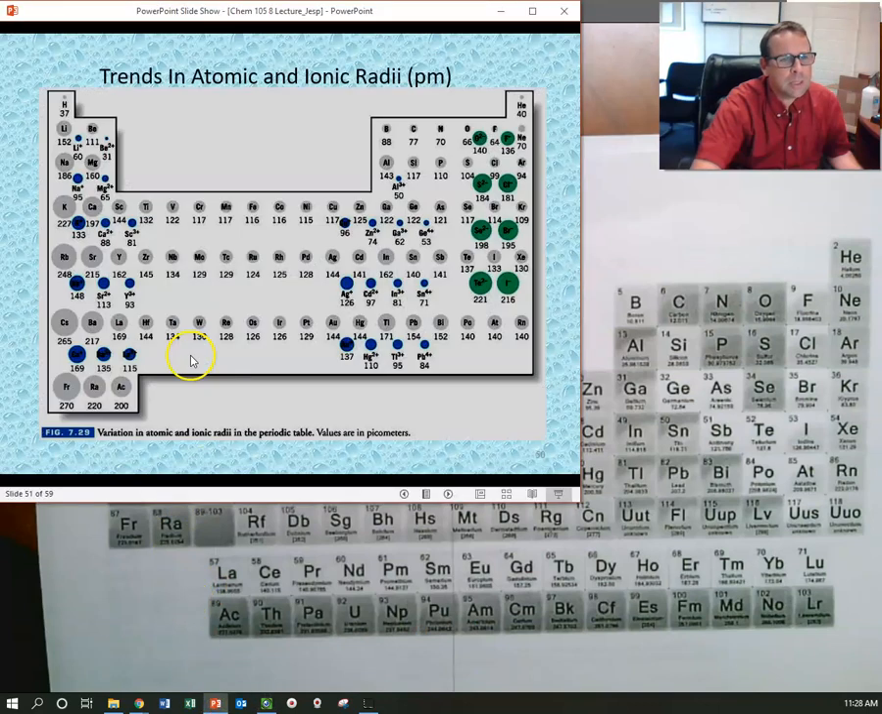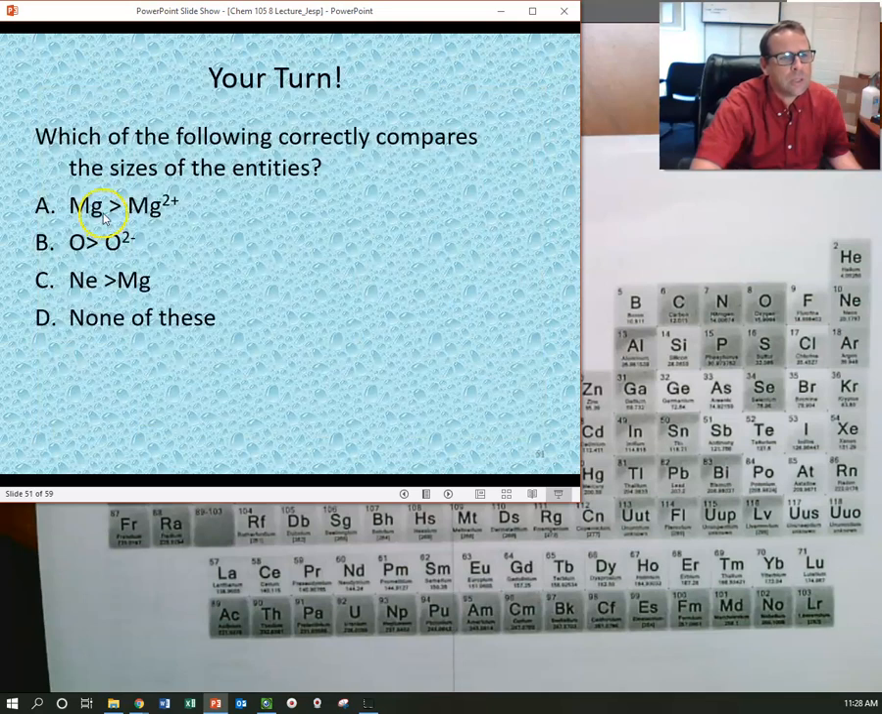I think maybe if we go back to this one here. If calcium loses electrons, so this is calcium, and this is the calcium ion, right? It lost electrons, so the calcium atom is larger than the calcium ion. True? Yes. Okay. So this is saying that the magnesium atom is larger than the magnesium ion. Okay. So we're looking for the one that's correct.